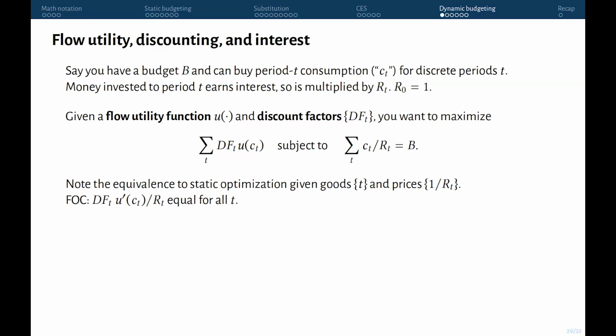So this is going to be equivalent to static optimization, like static budgeting, given a set of goods called T, and price is 1 over R_T. If every dollar you invest to time 3 turns into $2, then the cost of a unit of time 3 consumption is a half relative to the cost of time 0 consumption.